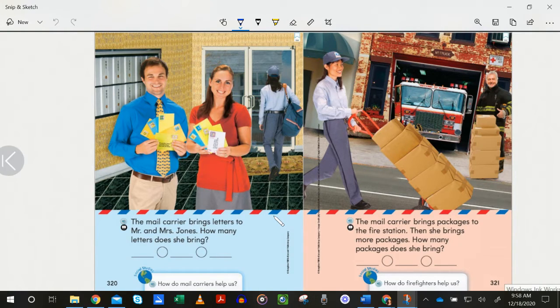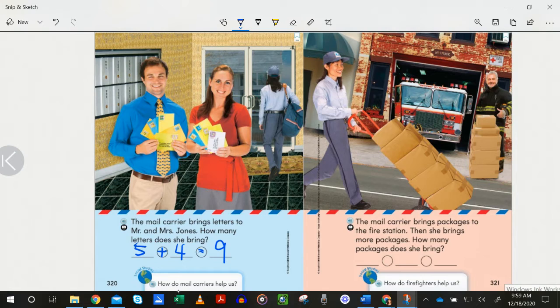The mail carrier brings letters to Mr. and Mrs. Jones. How many letters does she bring? We can look here. Mr. Jones has 1, 2, 3, 4, 5. And Mrs. Jones, so we are adding because we're putting their numbers together, has 4. Good. So we have 5 plus 4. How many letters did she bring? 9. Good. And think, how do mail carriers help us? They do a lot of delivering, don't they? Make sure we get information that we need, packages we need, all sorts of things.